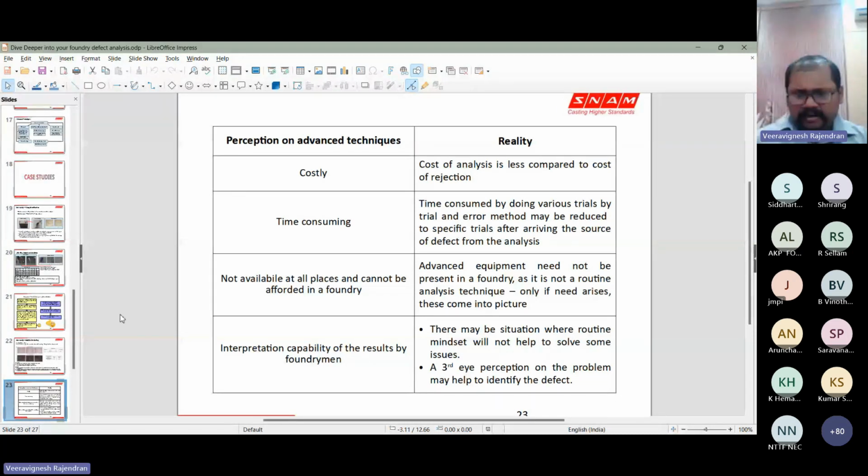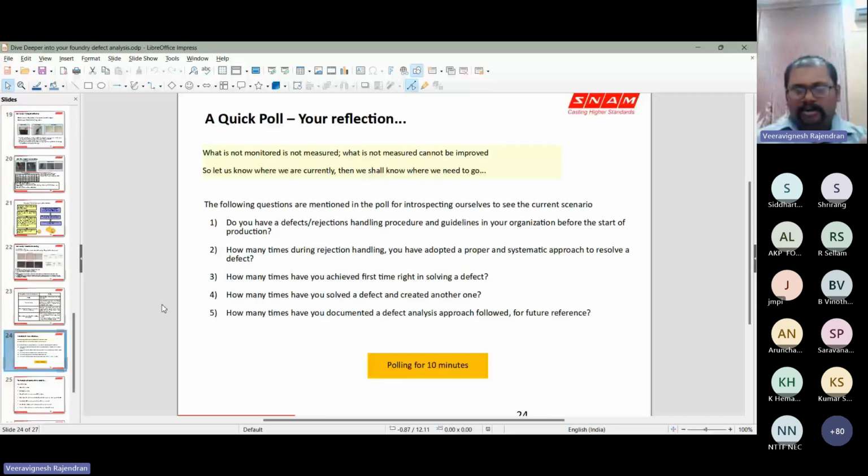So what I have done is, I have some questions, 4 or 5 questions, to understand the existing scenario of a foundry. I have made a poll. I will copy the link of the poll in the chat box, and I request all the participants, if they wish, to respond, and there are no confidential details in these questions.